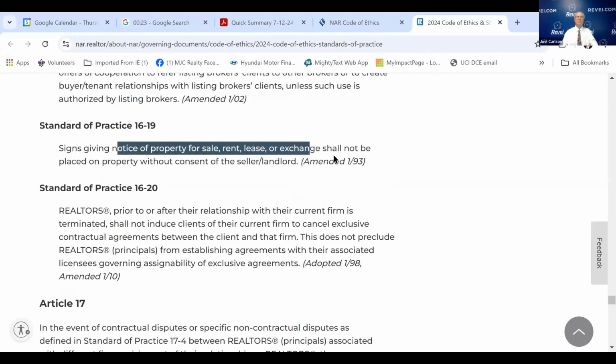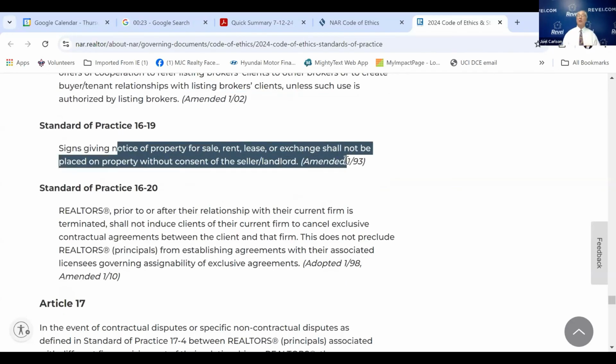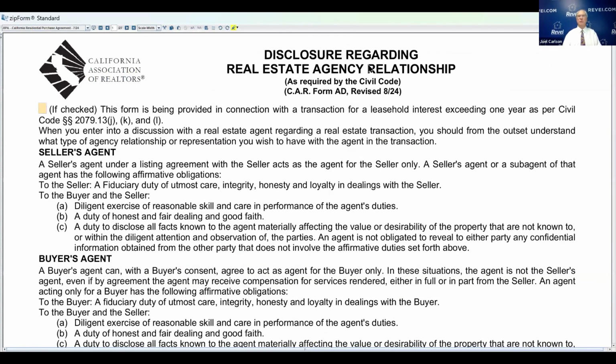19 goes on and says the notice of property for sale or lease. So now we've got a sale or lease. And by the way, California is a tenant state now. If you take a lease for longer than a year, you must treat it as a sale. You say, what are you talking about, Joel? Here's what I'm talking about. If we go to the real estate purchase agreement, the first page says agency disclosure. This is the first thing on the RPA, the RLA, the BRBC, and it says right here, if checked, this form is being provided in connection with a leasehold transaction exceeding 1 year. Under the civil code, you must treat it as a sale. You must do all the disclosures as if it was a sale.